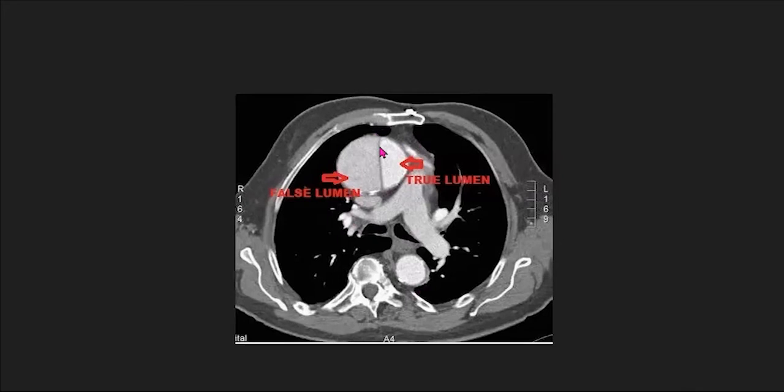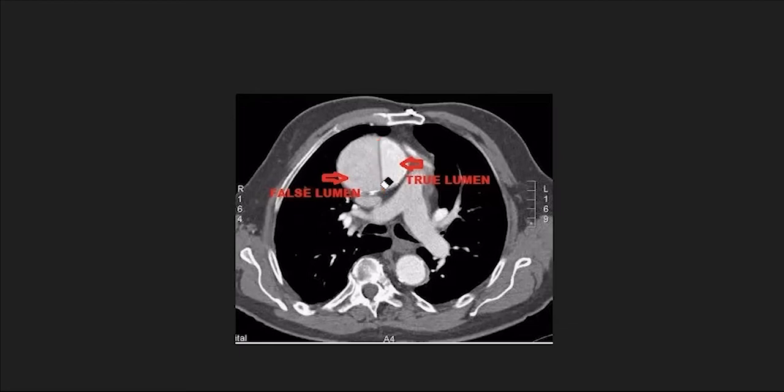So remember, here you can see some kind of partition over here. So this is actually a case of dissection of aorta. We can see a true lumen and a false lumen. The true lumen is looking slightly hyperdense than the false lumen. This is due to the fact that this part is patent and blood is flowing through this, and this is the false lumen. It contains only the thrombus and there is no blood flow. This is how we can diagnose dissection of aorta.